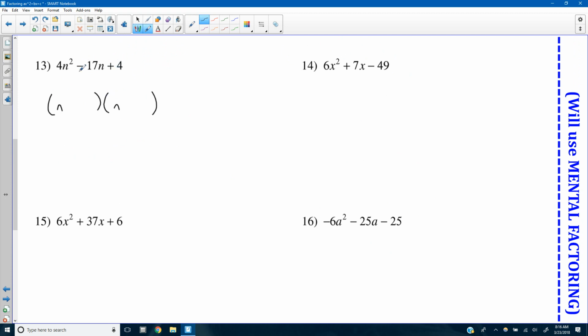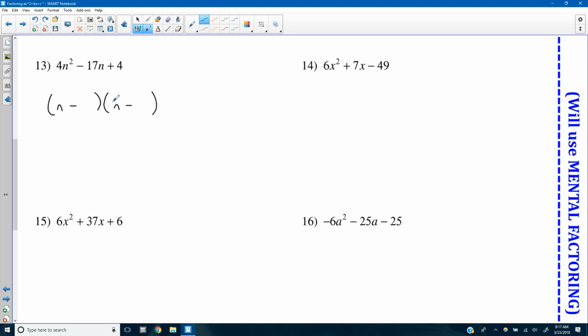Positive product, negative sum. Both numbers are negative. Factors of 4 are either 2 and 2 or 4 and 1. So I'll try 2n with 2n, and I'll try 2 and 2. That'll be negative 4 minus 4, negative 8. No good. Negative 4 minus 1. 2 times negative 4 is negative 8. Minus 1. 2n minus 1 is negative 2. That's negative 10. That won't work. So the 2's are out over here.